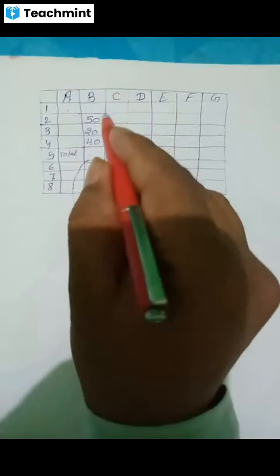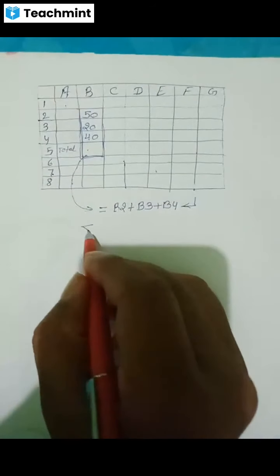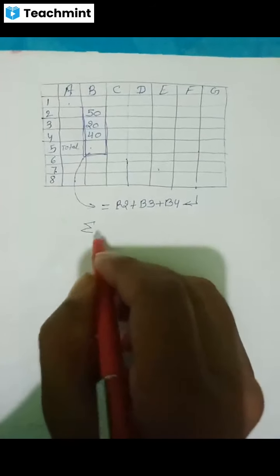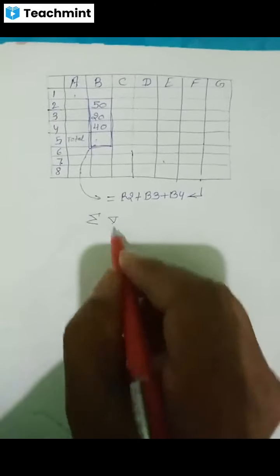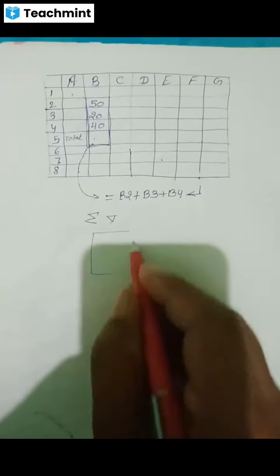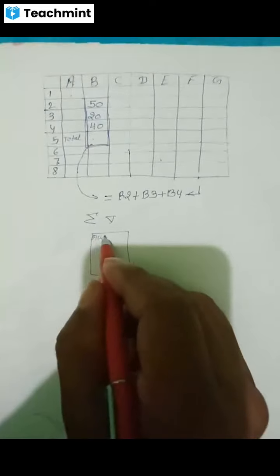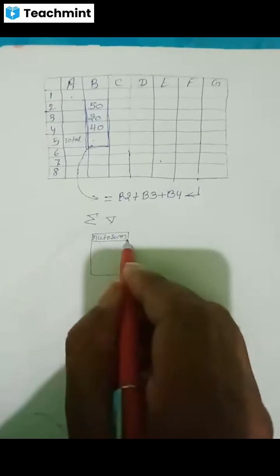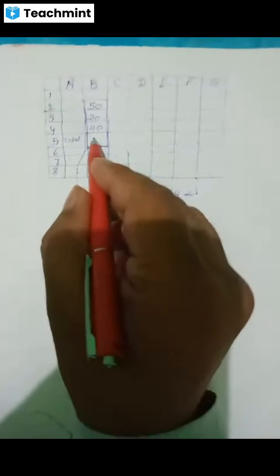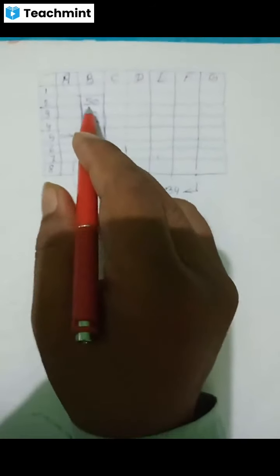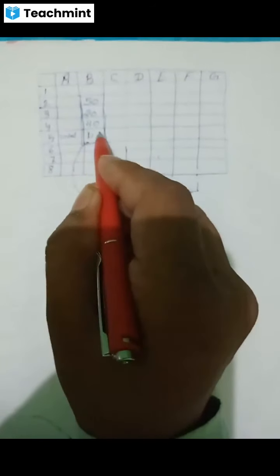Otherwise, you will select from here to here. After selecting here to here, then you will go to these symbols given in Excel sheets. These types of symbols, and here is a triangular symbol. If you click on the triangular symbol, then one dialog box appears, and here is written AutoSum. If you click on this, then automatically the result will come here. Okay, what will come? Result 110.